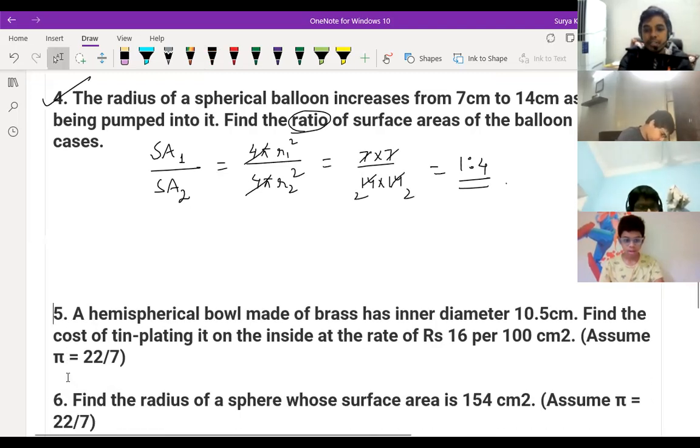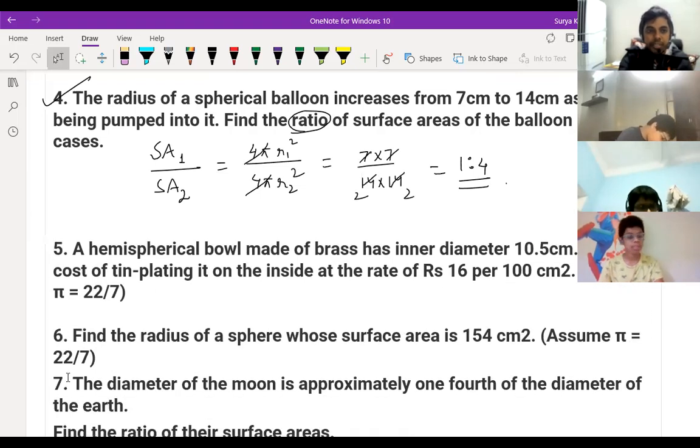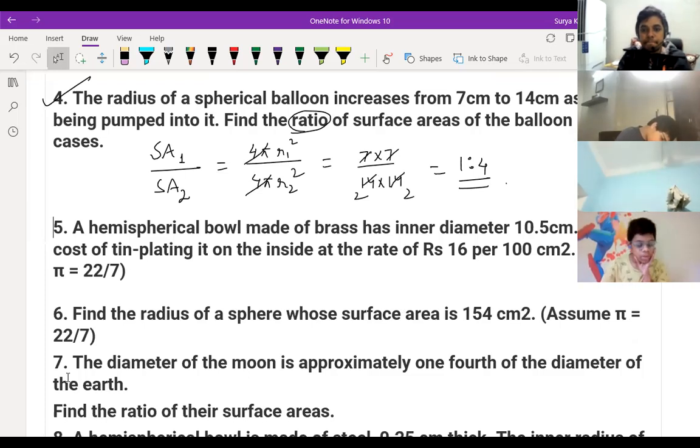Any doubt? Satvik, you are having doubt? No, sir. So the ratio part, you simply divide it. That's it. Over.